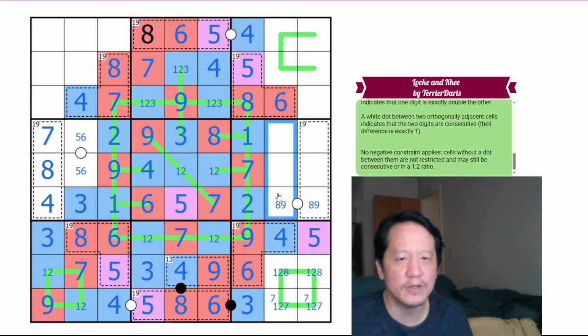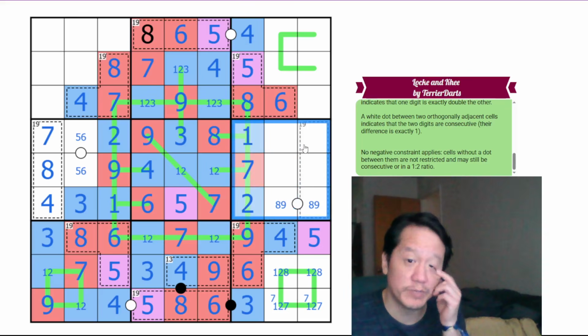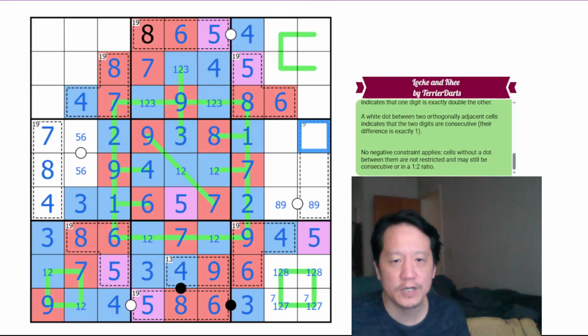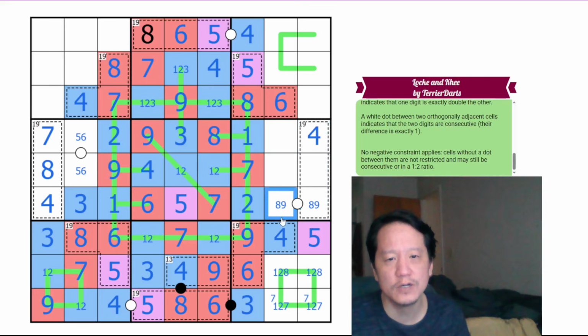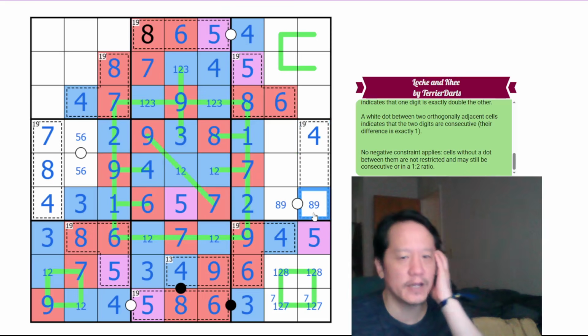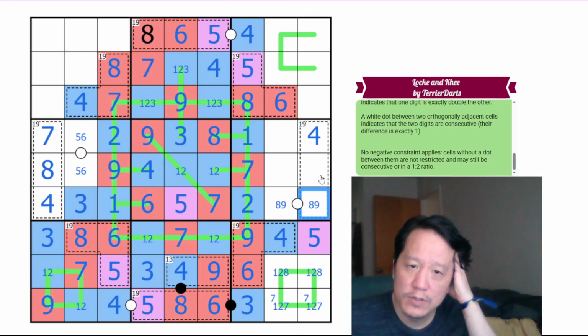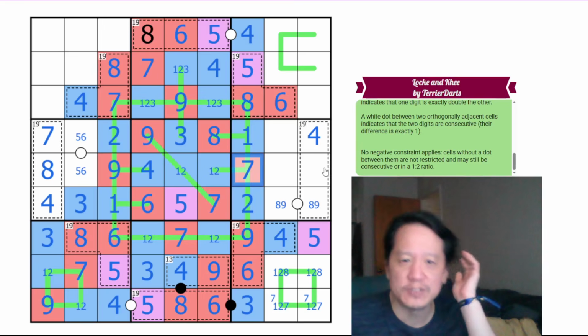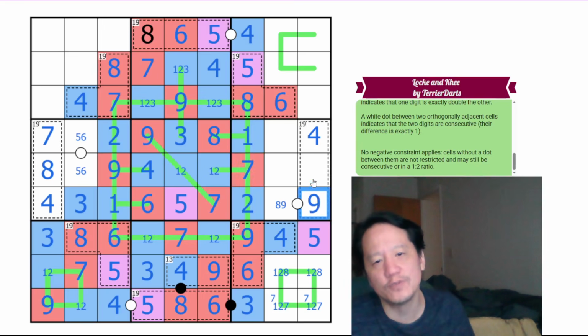4 cannot be in this cell here, so where is the 4 in this right central box? It must be in the cage, and it must be here. So this is 4. If we have 4 and 8 here, that would require this to be 7, but we have a 7 in the box, so this cannot be 8. It's 4 and 9. This is 6 to add up to 19.